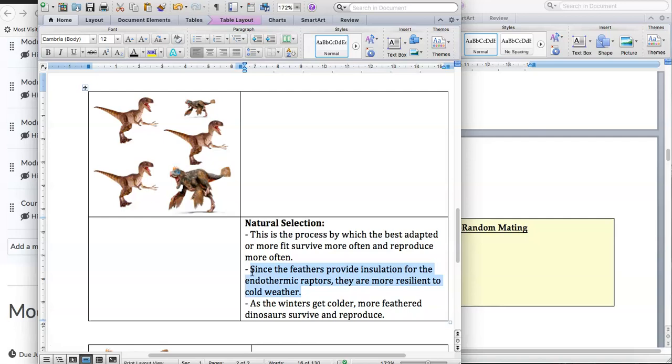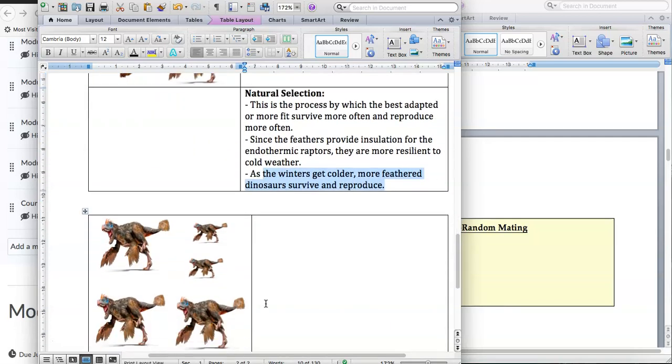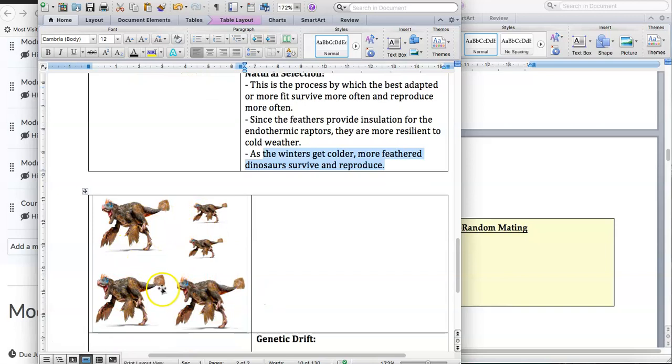Now, there are a lot of new studies saying dinosaurs were endothermic. They were warm-blooded. So yeah, feathers would be insulation. So what that's going to do for my population, I said as winters get colder, more feathered dinosaurs survive and reproduce. They're less likely to die in a cold snap, anything like that. And then my outcome would be I have all feathered dinosaurs.